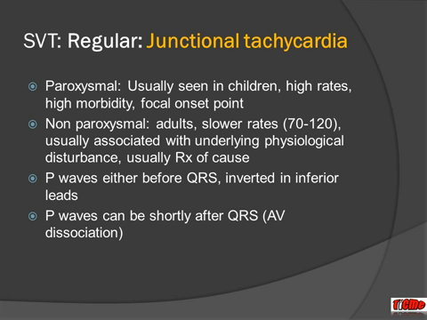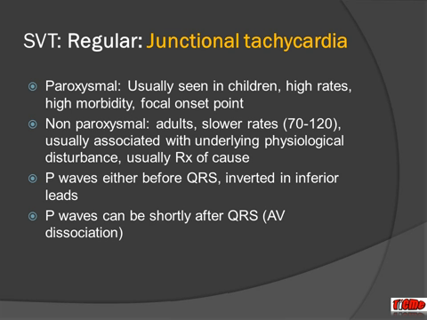P waves can be either before the QRS or inverted in the inferior leads, because remember, if you're depolarizing from around the AV node, the atria will depolarize retrogradely, so the P wave will be upside down and also close to the QRS complex, because the signal is very close to the AV node when it's initiated.